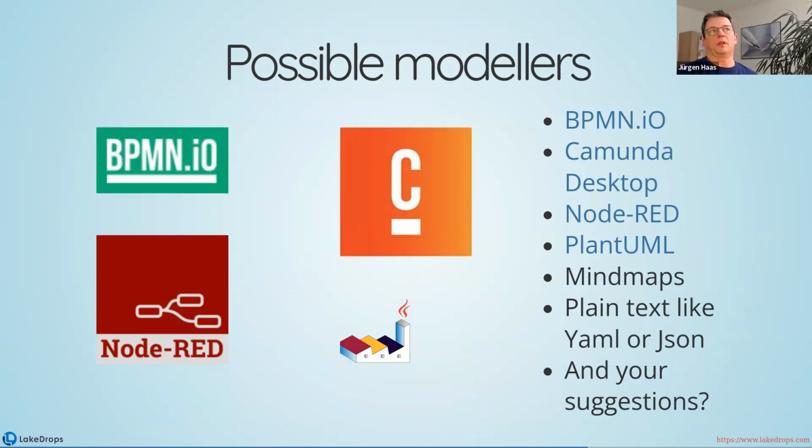But as I mentioned before, there could be others. Like, you know, we were looking into Node-RED. Node-RED is a great interface that allows templating as well. So we could provide widgets for all the Drupal events and conditions and actions. I could imagine that even PlantUML or other UML flavors could be used for things like that. Mind maps could be used. Plain text like YAML or JSON files. I know that Max's company is about to write a client for that. And maybe you have other suggestions yourself. So let's discuss that.